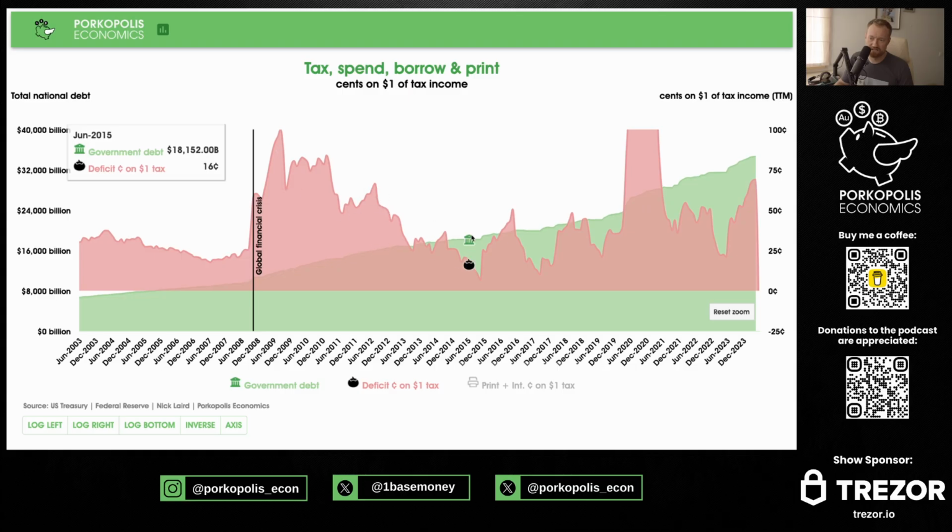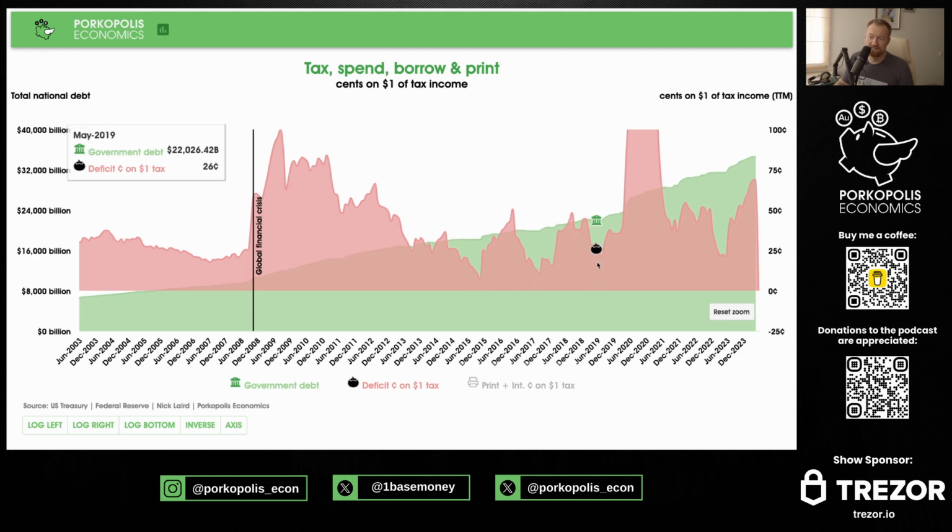But they spent a lot. They tried to get it under control from the mid-2010s, 2014, until COVID, and they kind of did. At this point they're only spending 7 cents over every dollar received in taxes. That's theoretically looking kind of good.